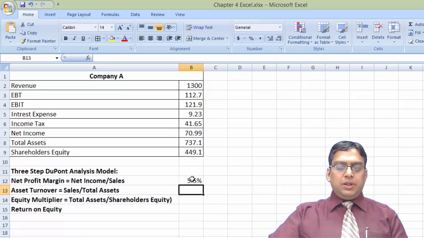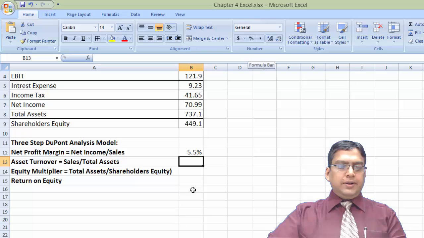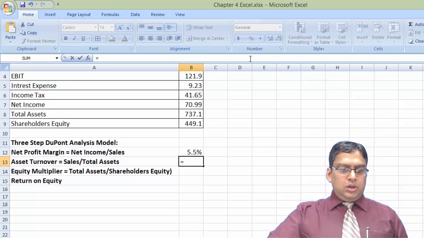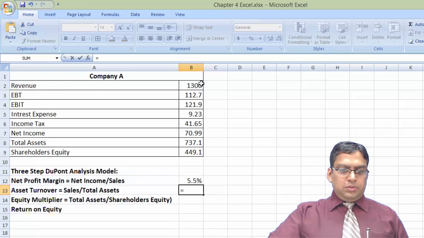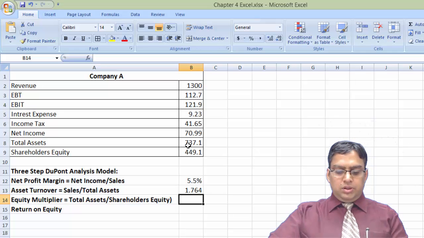By default, the percentage sign is not shown in the Excel sheet. We can convert it with the help of this particular sign. And next is asset turnover. That means equal to sales B2 divided by total asset. That means B8. And your output is 1.764.